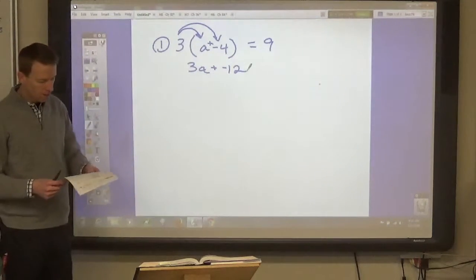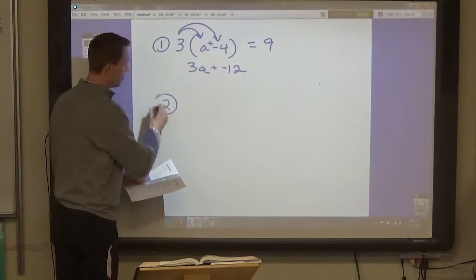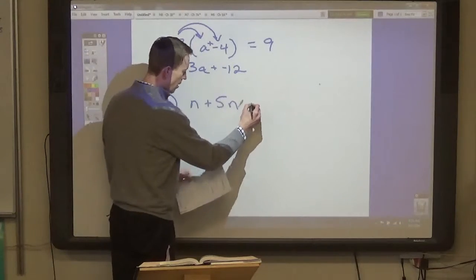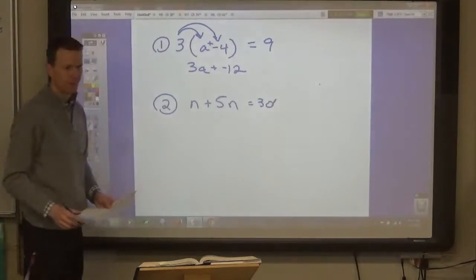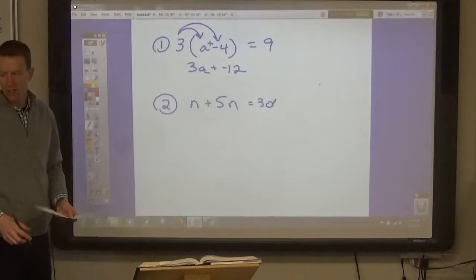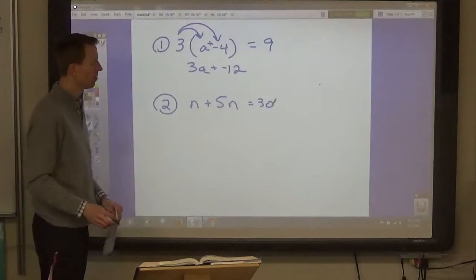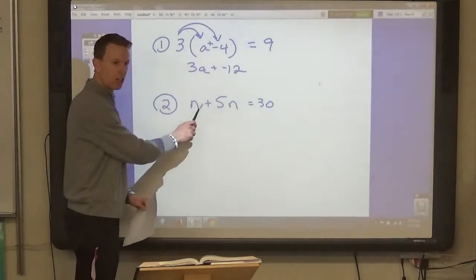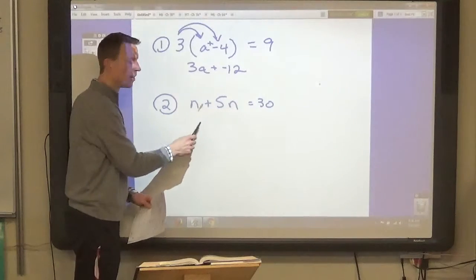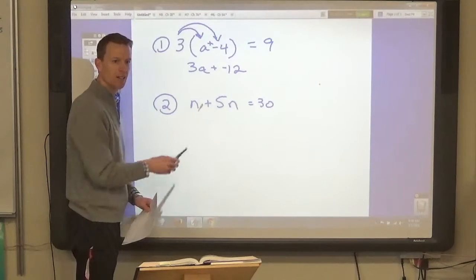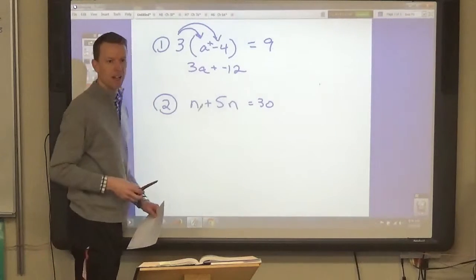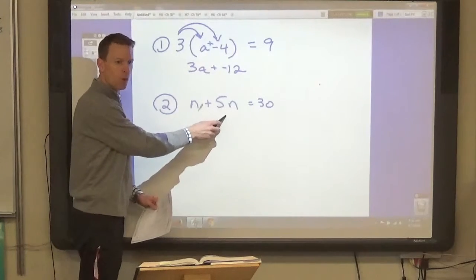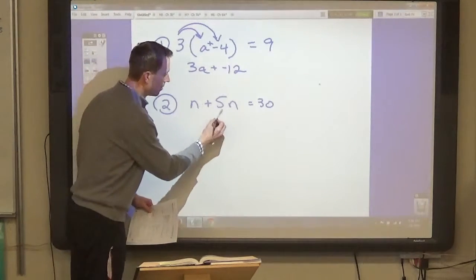Look at number 2. n plus 5n equals 30. What can you do with the n and 5n first, Maddie? Can you add these two together? Do they look alike? Yes, they do. So what is n plus 5n? This is 1n plus 5 more n's is 6 n's.